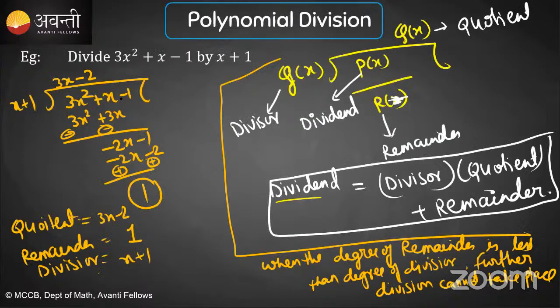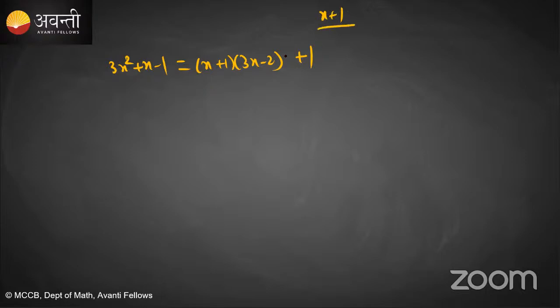So see, 3x square plus x minus 1 can be written as divisor into quotient: x plus 1 into 3x minus 2, plus 1. Yes or no? It means I'm getting my remainder 1 when I divided with my x plus 1, right? How can you get this 1?